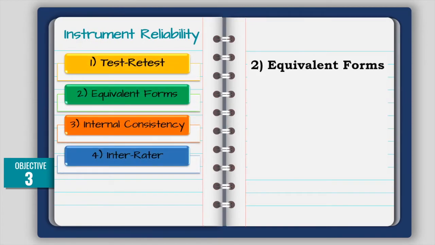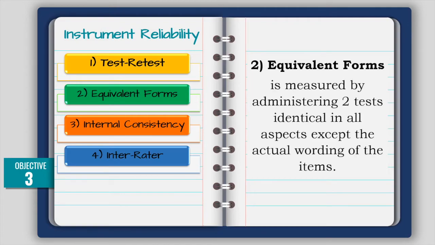Next is the equivalent forms. Equivalent forms reliability is measured by administering two tests, identical in all aspects except the actual wording of the items. In short, these two tests have the same coverage, difficulty level, test type, and format. An example of a procedure involving equivalent forms reliability is administering a pre- and post-test.